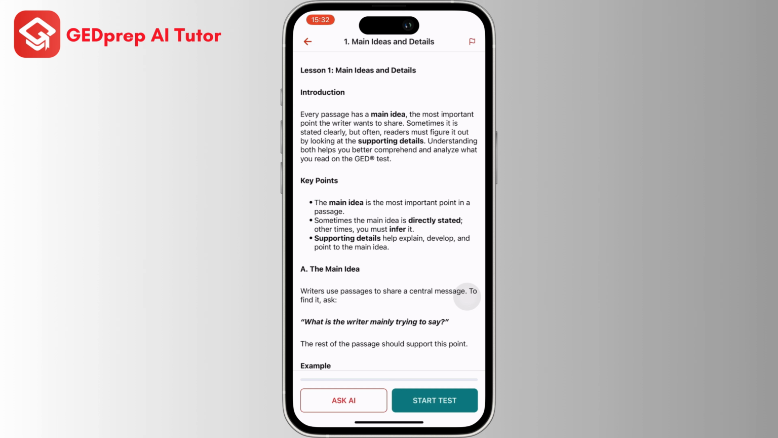Here are the 3 most important things to remember. The main idea is the most important point in a passage. Sometimes the main idea is directly stated. Other times, you must infer it. Supporting details are used to explain, develop, or point you toward the main idea.